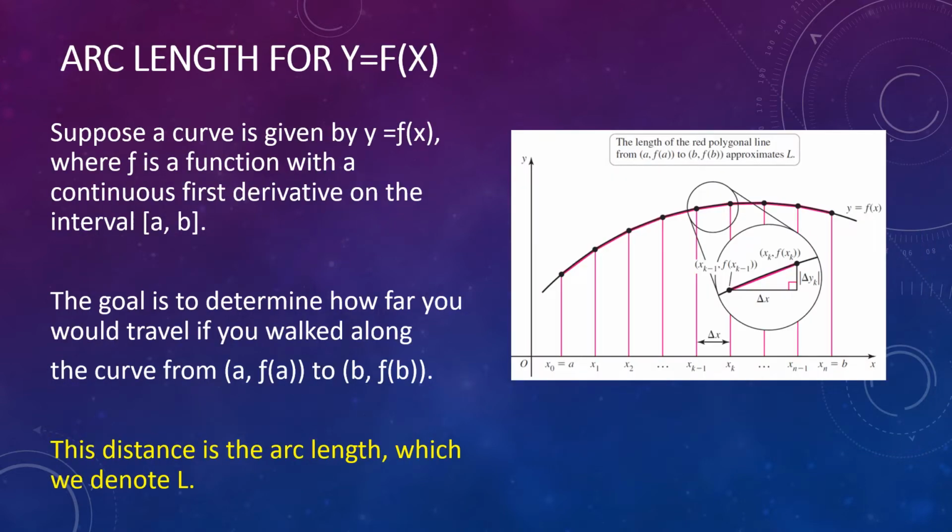So let's look a little closer at arc length. Suppose a curve is given by y equals f of x, as you can see in the image here to the right, where f is a function with a continuous first derivative on the interval [a, b]. The goal is to determine how far you would travel if you walked along the curve from (a, f(a)) to (b, f(b)). The distance is the arc length, which we will denote by the letter L.